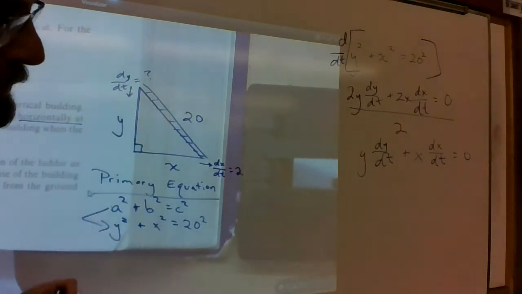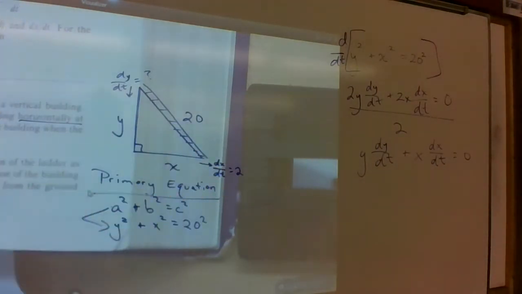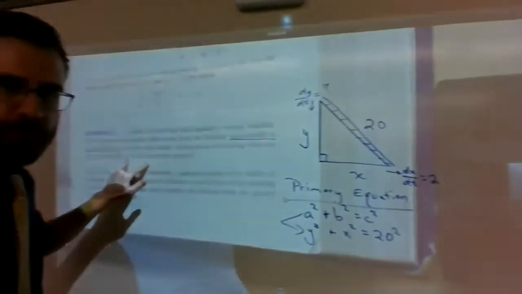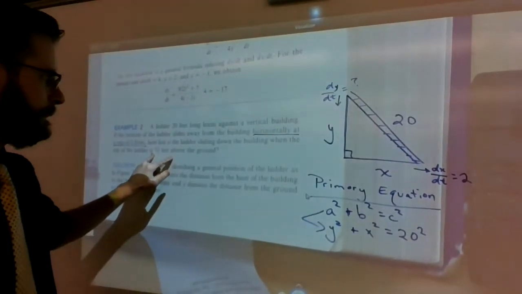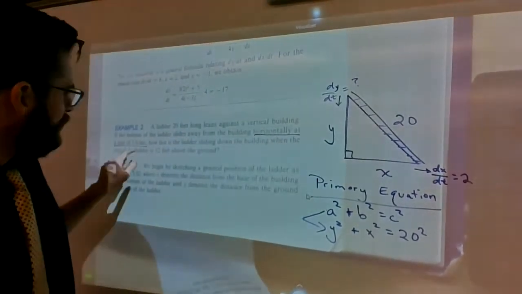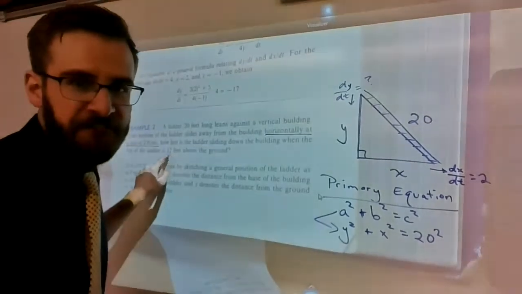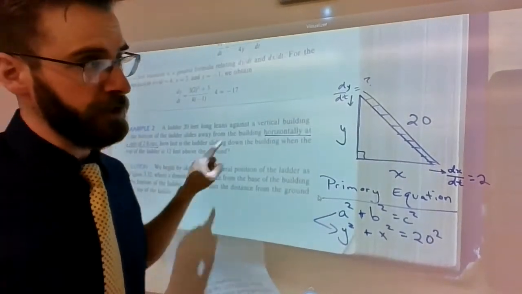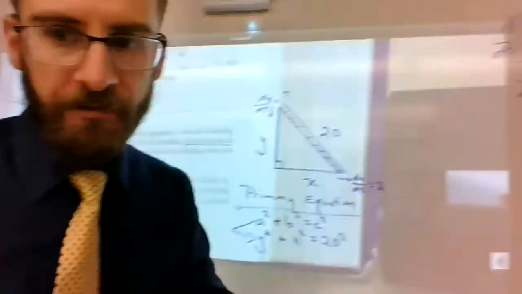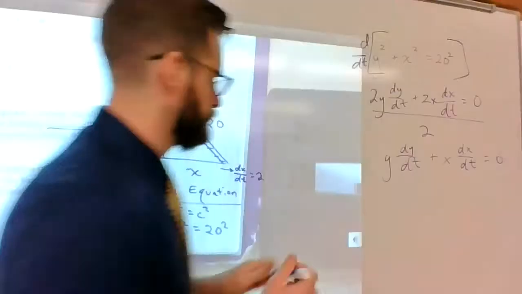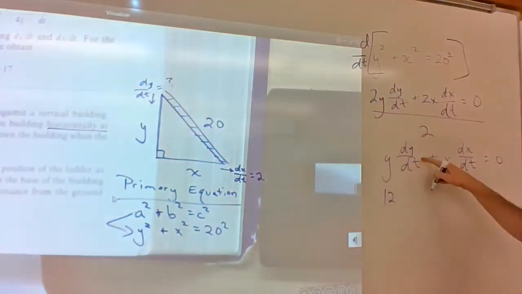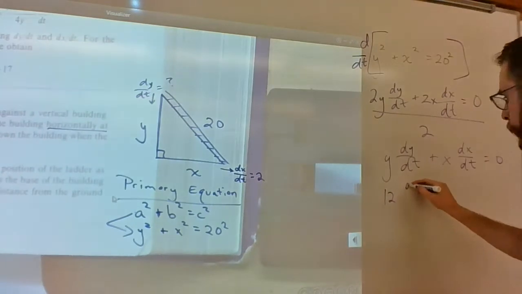And now we can start to plug things in. The y value we know is 12, when the ladder is 12 feet above the ground. So the y value is 12. The dy dt, that's the unknown. We don't know what it is.